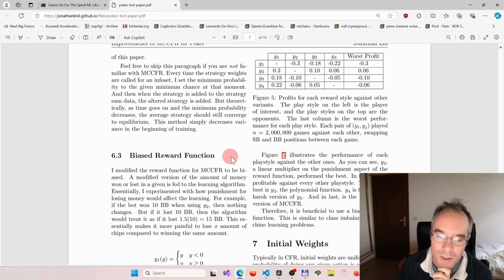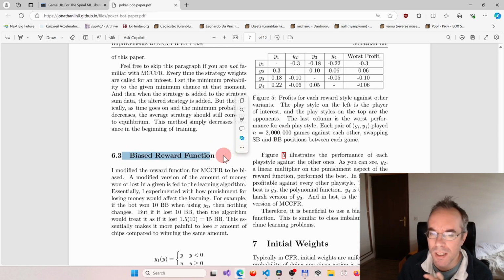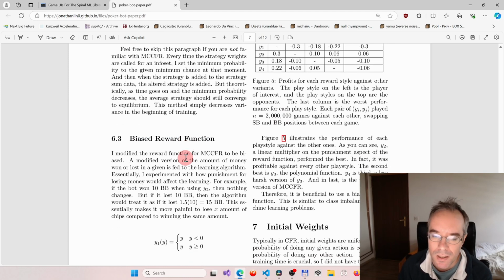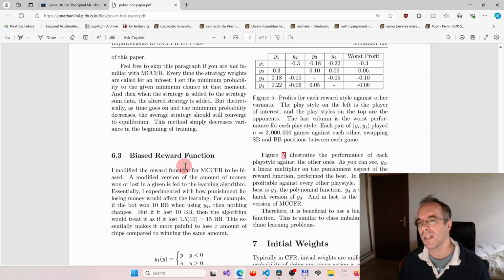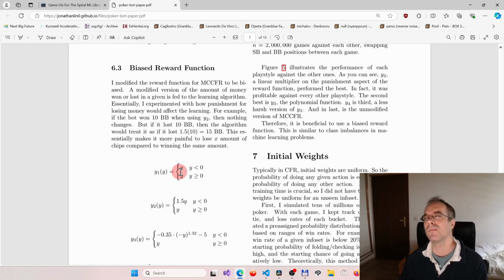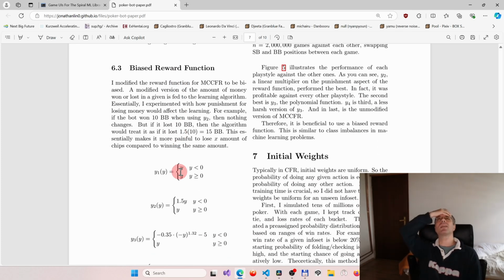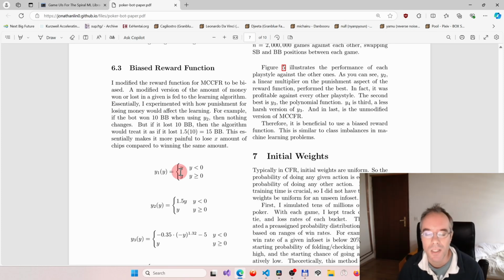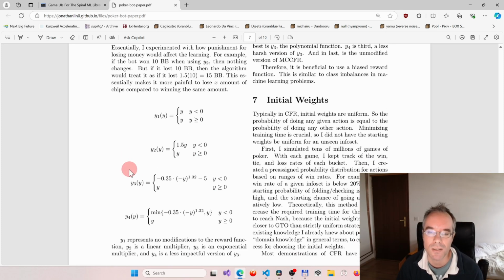And here he is talking about a biased reward function. And what this is, is simply emulating a rake. If you think about it, over here he is basically multiplying the loss by 1.5, but that would essentially be the same thing as if he divided the reward by 1.5, and in the end you get the same thing as the rake.